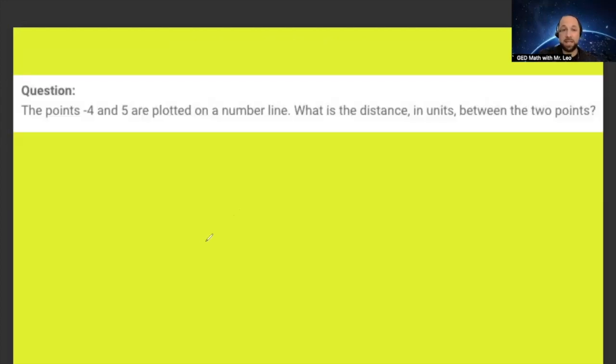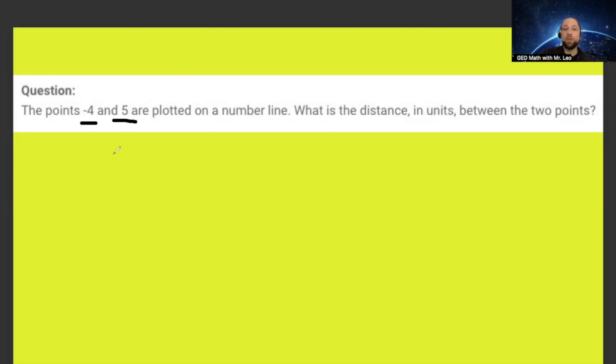Here's another sample test question involving negative numbers. The points -4 and 5 are plotted on a number line. What is the distance in units between the 2 points? All right, now this is a number line question. In my method, I have not used the number line with you guys. Now, if you're familiar with the number line, you could draw a number line and answer the question. But I'm going to show you how to solve this without even doing that.